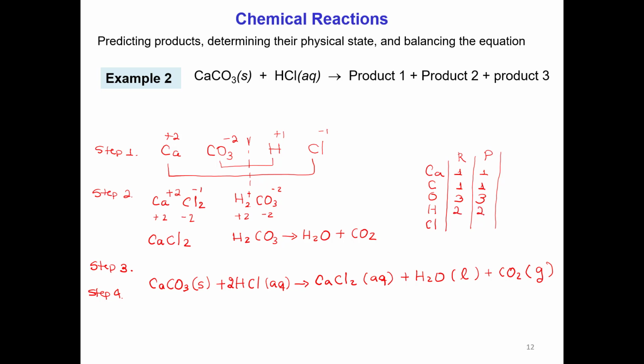Now let's see what happens with chlorine. We have 2 chlorines here because remember, this 2 multiplies the whole molecule, then 2 times 1 is 2, and on this side we have 2 chlorines, then we have 2 and 2. And we can see we have the same number of atoms on the reactant side and the same number of atoms on the product side. Then now the equation is balanced, and this is the chemical reaction equation that results when calcium carbonate reacts with hydrochloric acid.